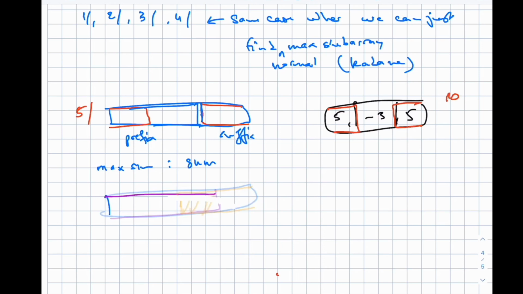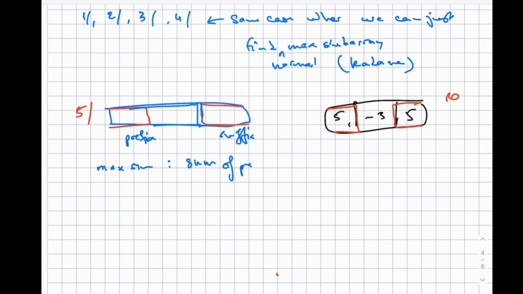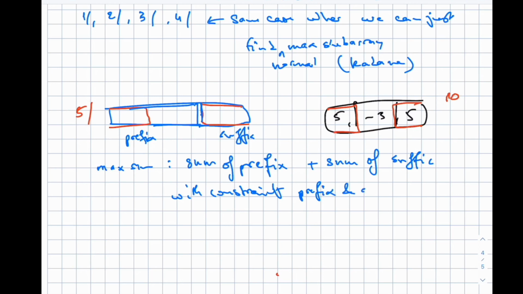And so what is the constraint that we have here? So it's the sum of prefix plus sum of suffix, right? With the constraint that prefix and suffix should not overlap, because if they overlap, we will count the same number in the same position twice. Should not overlap, okay?